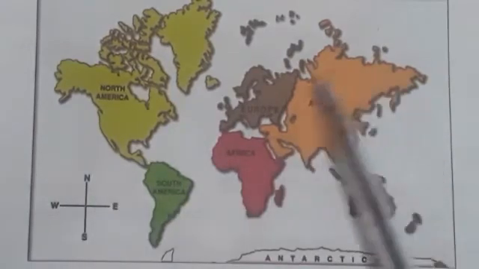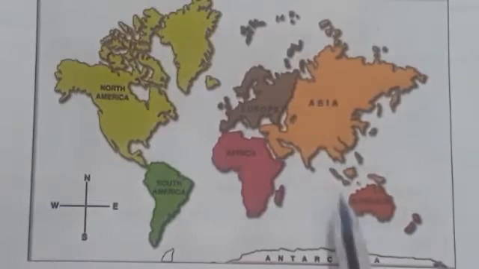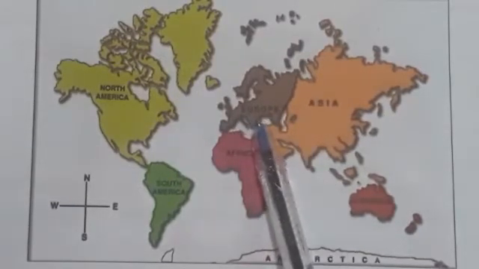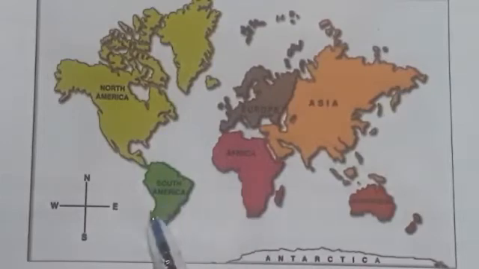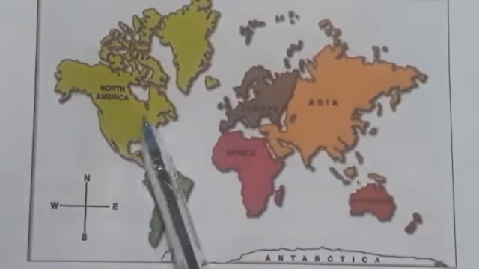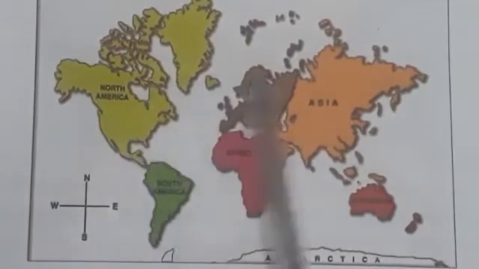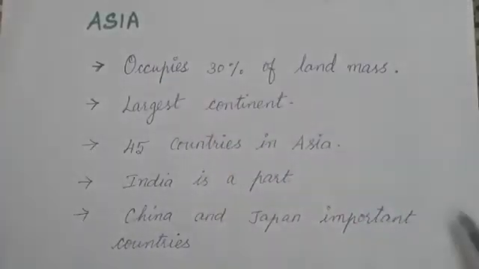See here, this is Asia, our continent, and below this we have Australia, and at the South Pole, near to the pole, we have Antarctica. And here towards west we have Europe, and below that we have Africa, and at the bottom here South America, and at the north we have North America. Okay, totally how many continents we have? 7 continents.